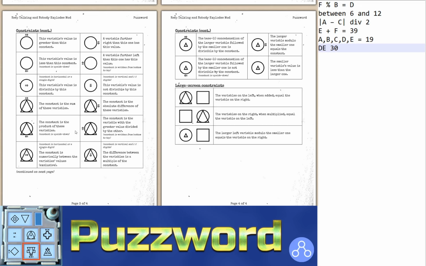But what does this mean? Well, the constant is the product of these variables. So Delta times Echo is equal to 30.